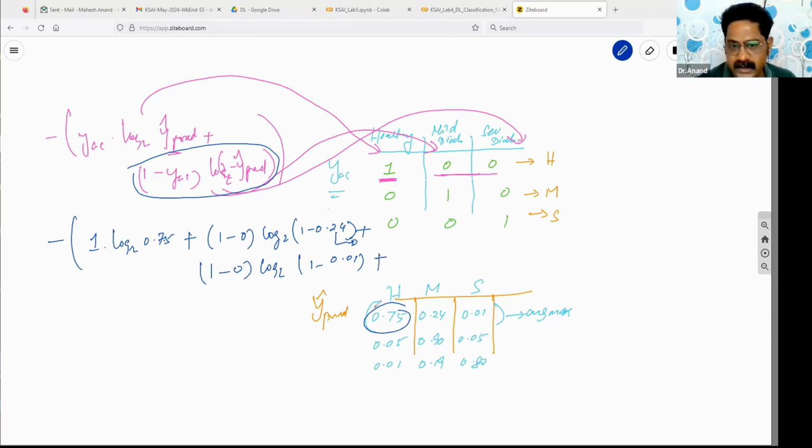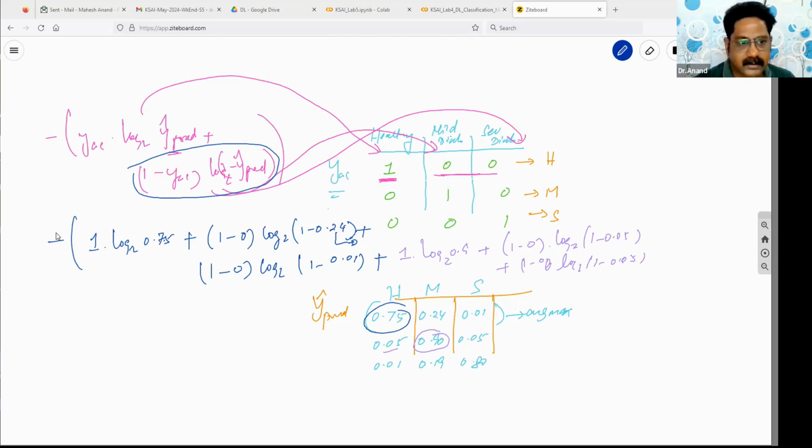You have to keep on substituting. Now you have to substitute for the second record, in the same manner. First for the hot vector. Sorry, here the middle is the hot vector. The other 2 are cold vectors. First I'll substitute the middle one. 1 time log base 2, 0.9 plus 2 cold vectors. So 1 minus 0 time log base 2, 1 minus 0.05, plus 1 minus 0 time log base 2, 1 minus 0.05. Okay, the second record is substituted. Finally, the third record.